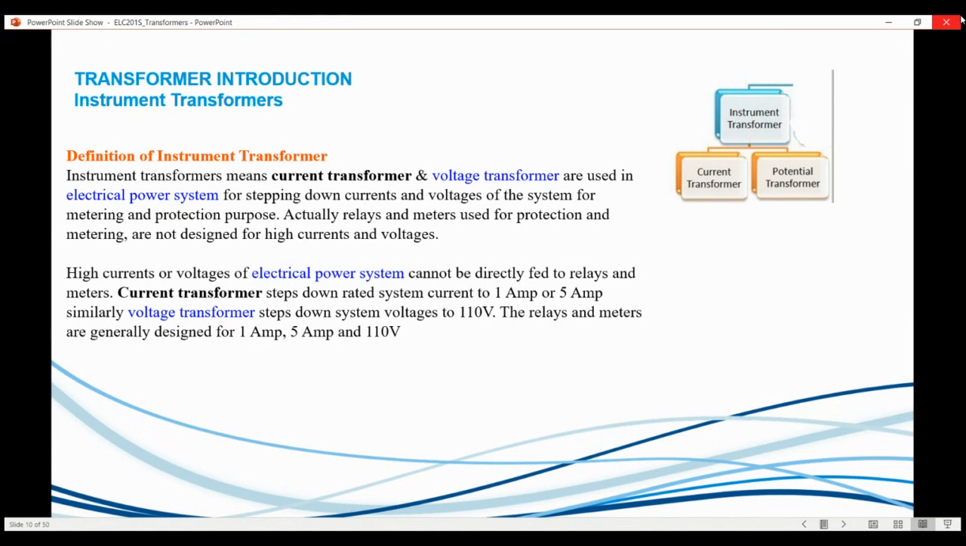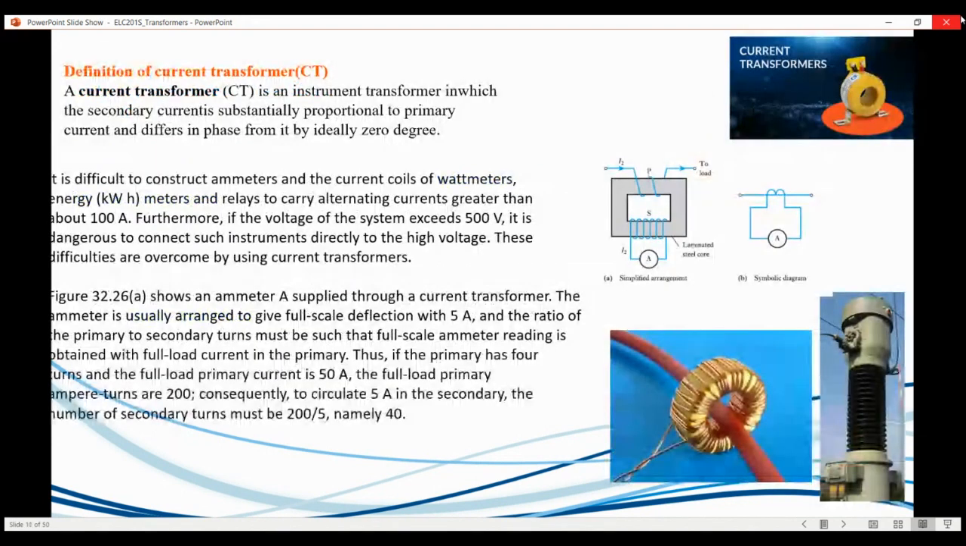protect the device. It steps down the voltage to a suitable current so we can actually apply the protection, if I'm correct. They say the high currents or voltages cannot be fed into relays and meters, or fuses or circuit breakers and so on. So what we have is your current transformers, which step down the current to 1 amp or 5 amp, and your voltage transformer, which steps down the voltage to 110 volts. It basically steps it right down to accommodate the protection devices.